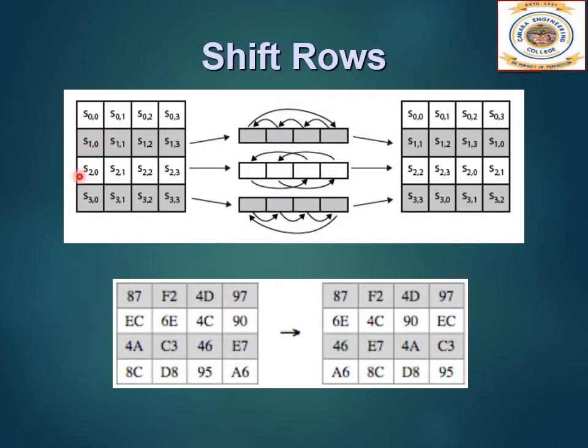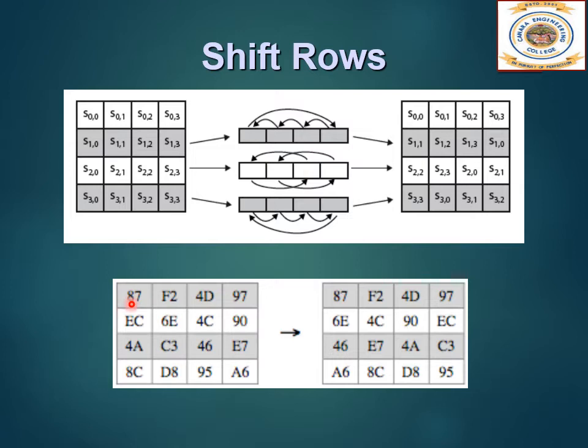S22 is shifted to S20. So on, S21 is shifted here and S20 is shifted to S22. This is the way the shifting is done. And the last row is the 3-byte shift. This is how the shifting is done. So for an example, you can check over here.